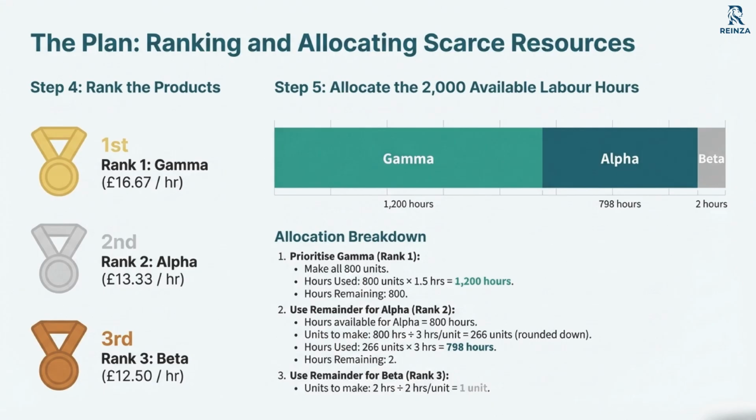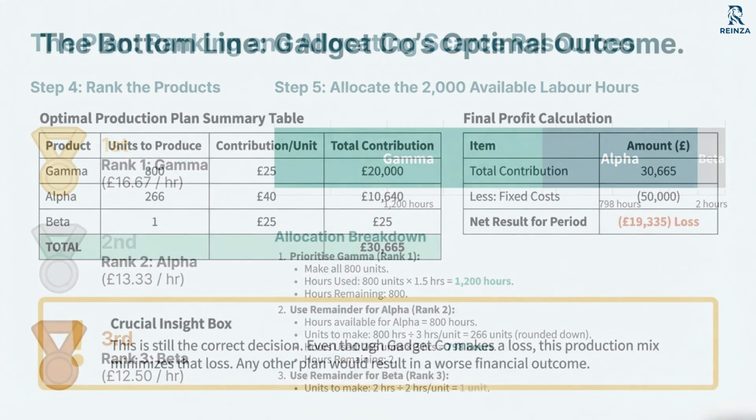Notice that we did not even come close to meeting demand for alpha or beta. We wanted 400 alphas but can only make 266. We wanted 600 betas but can only make 1. This is the reality of resource constraints. Exam tip: always round production quantities down to whole units. You cannot sell half a product. If your calculation gives you 266.67, the answer is 266.